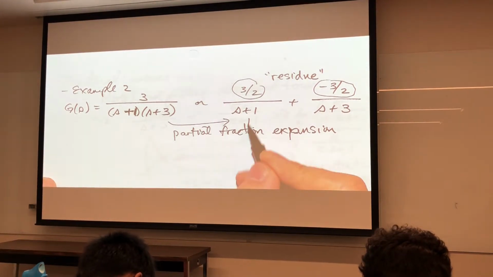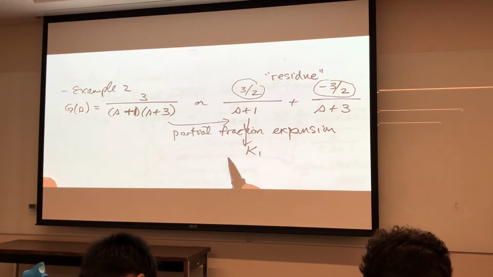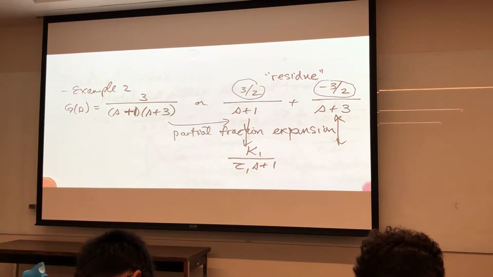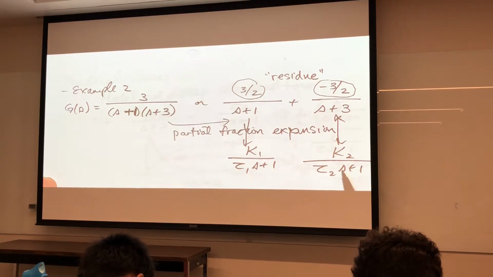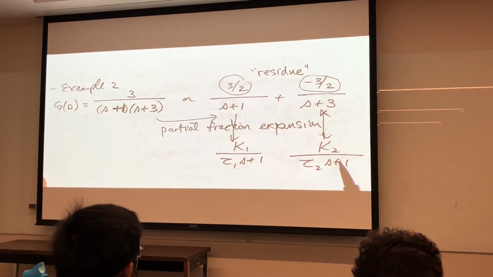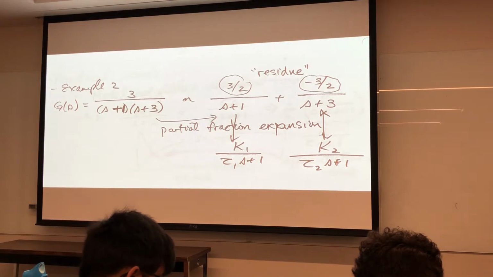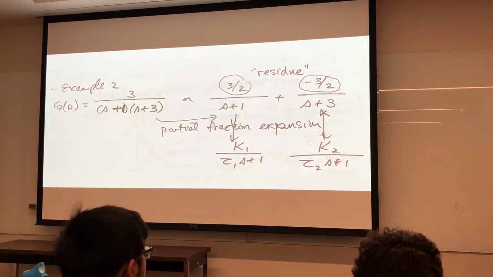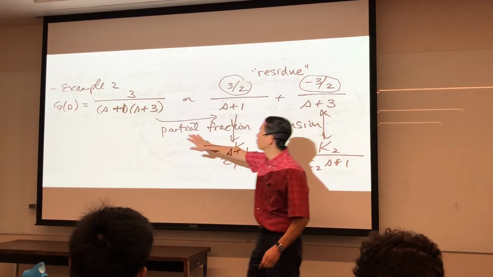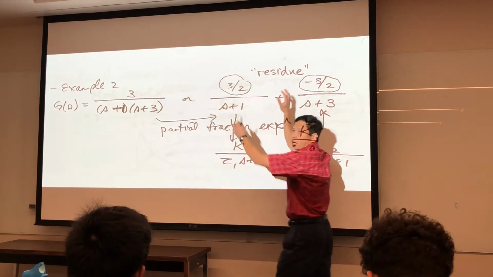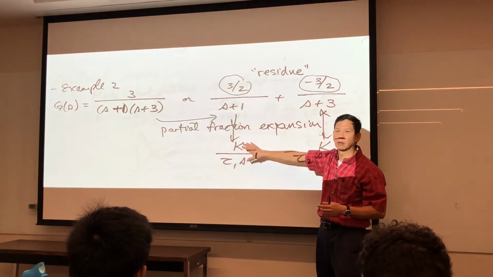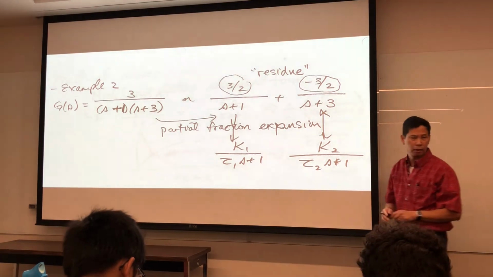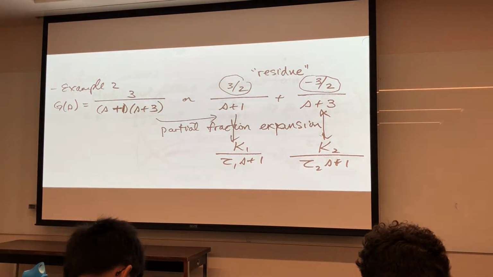So this now looks like a k1 over tau 1 s plus 1. And this looks like a k2 over tau 2 s plus 1. These are all standard forms that I can deal with. Okay. So I've taken a more complicated practical problem, broken it up into parts that I feel like I can get my hands around, and then I'm going to try to combine the results. Okay?